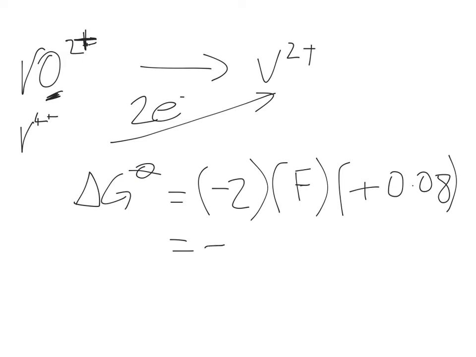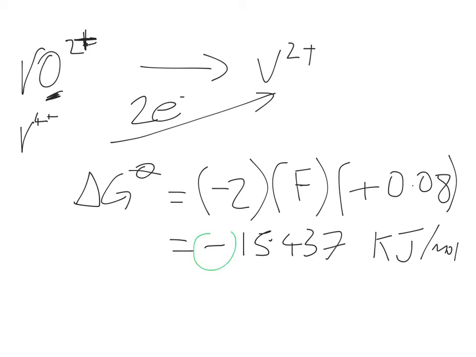Okay, we've got minus 15437. That's in joules, so we can divide by 1,000 and make it into kilojoules per mole. And this looks a lot more reasonable. Some things to note: this is a favourable process. This reduction is favourable under standard conditions. And that looks like a much nicer number. So you would lose some bonding, no, you would gain some bonding on going to vanadium 2 in an aqueous environment, but not end of the world amounts.